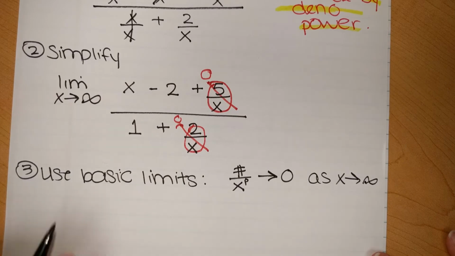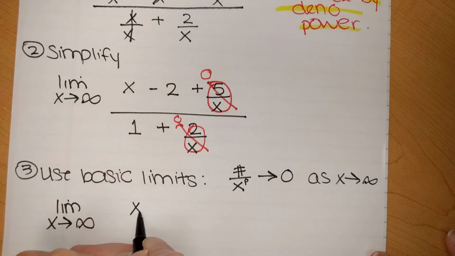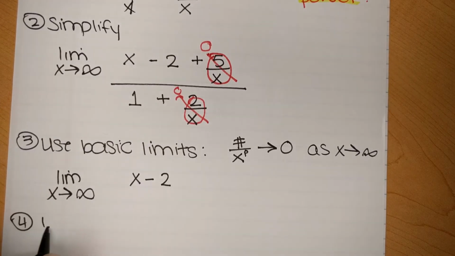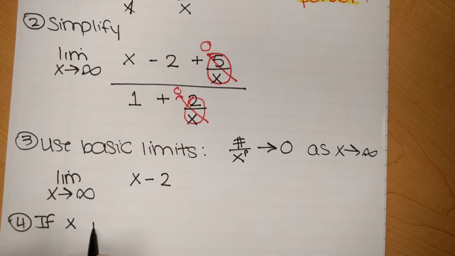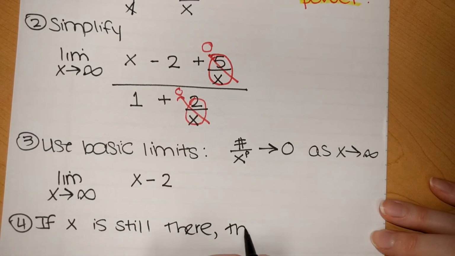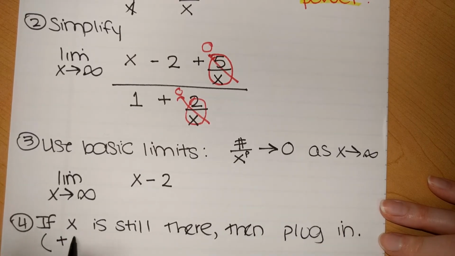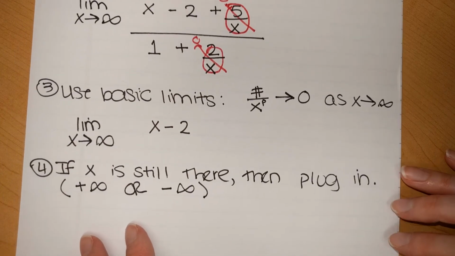If you look at what you're left over with, and I always do this as two separate steps, you have x minus 2 over 1, and the 1, of course, isn't going to have any impact on us, so it's just x minus 2. Now, we do have a basic limit for x, but really what you can think about is that if there's an x left there, if x is still there, then we are going to plug in. And really what we're plugging in here is to figure out if it's plus infinity or negative infinity. That's the decision we're trying to make.